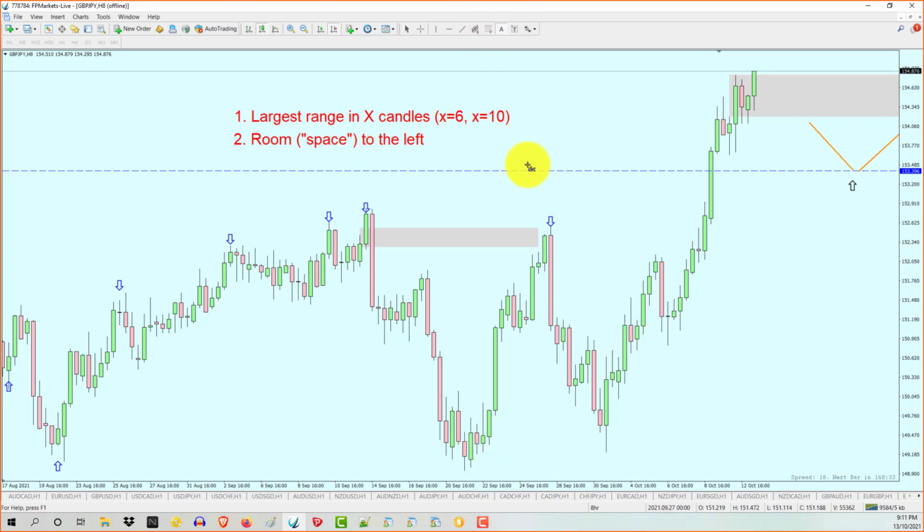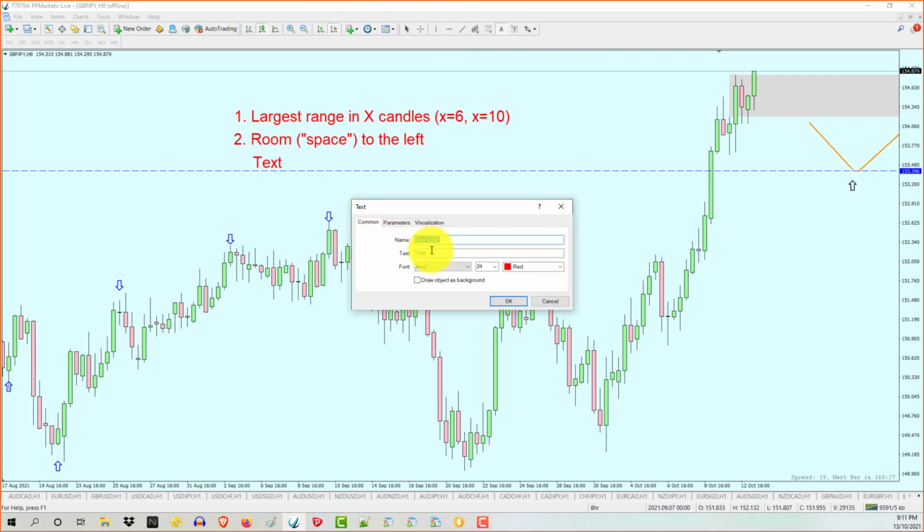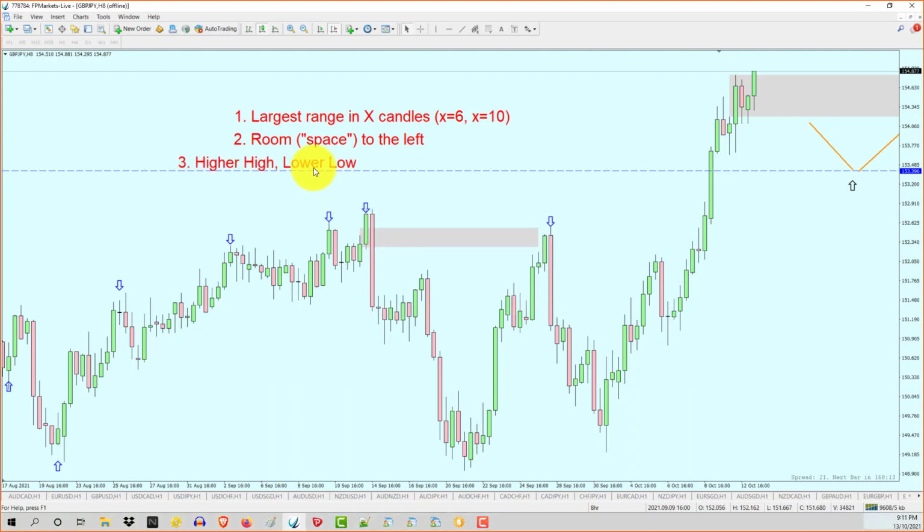Now the big shadow candle, the one that I've identified here with the blue arrow, has to have a higher high and a lower low. So it has to completely engulf the prior candle. Now, I'm not talking about bodies here. I'm talking about the entire candle.